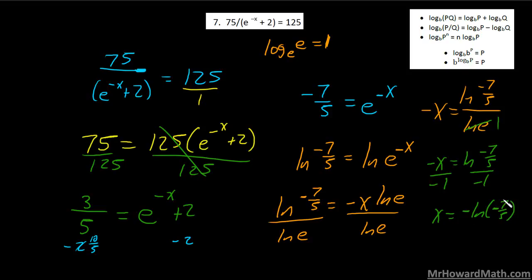Well, here's the problem. To solve for x, I'm having to take the logarithm of a negative number, so that means there is no solution for x. So we stop there and we say no solution. No solution. There we go.